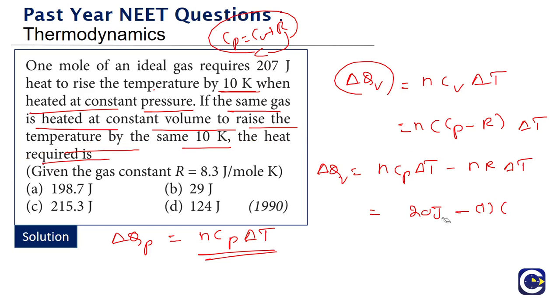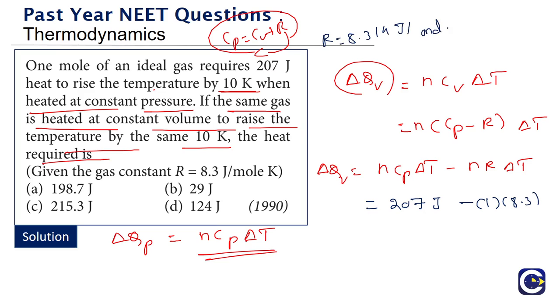We have this nCpΔT, which is the heat absorbed at the constant pressure process. That is 207 joules as per the given data. Okay, so this is 207 joules minus, number of moles is 1. R is what? 8.314, 8.3 approximately, but generally we'll take 8.314 joule per mole per Kelvin.